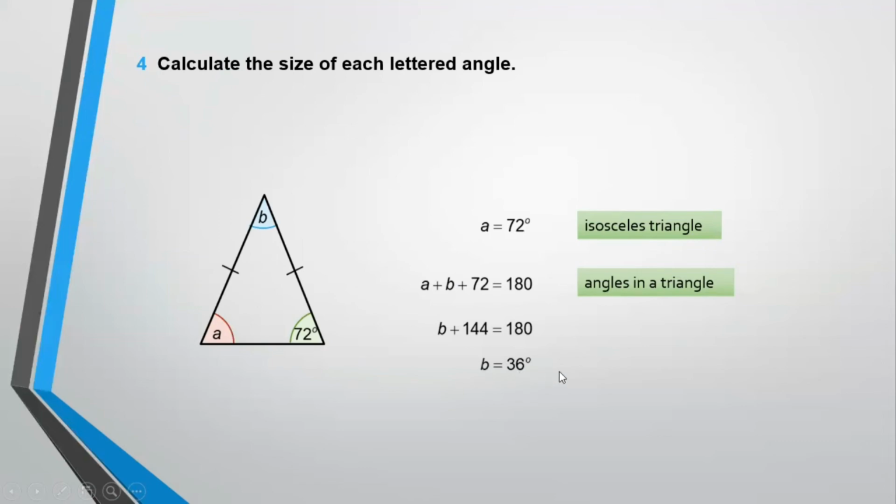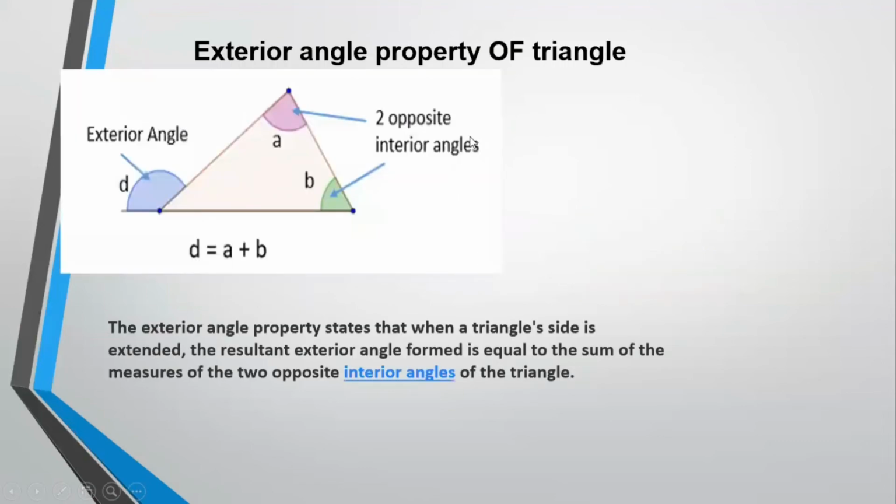Got it, children? Now let us understand exterior angle property of a triangle. So you can see that whenever one side is produced, this is called an exterior angle. When we extend one of the sides, we get an exterior angle. So exterior angle is here D, and these two are called interior opposite angles. So A and B are interior opposite angles. So this is how you get D is equal to A plus B.